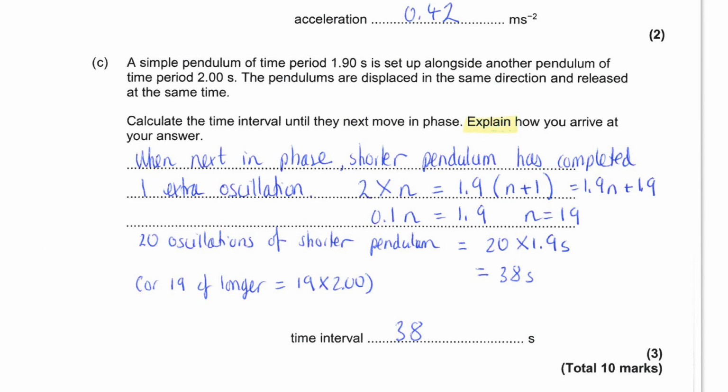One final point, you may not have structured your answer in exactly the same way as I have done. So an alternative way of accessing the 3 marks were 1 mark for recognising that it was 20 oscillations of the shorter pendulum or 19 of the longer one. A second mark for commenting that there was a difference of 1 oscillation between the two, or a phase difference of 2 pi, and finally the third mark for the answer of 38.